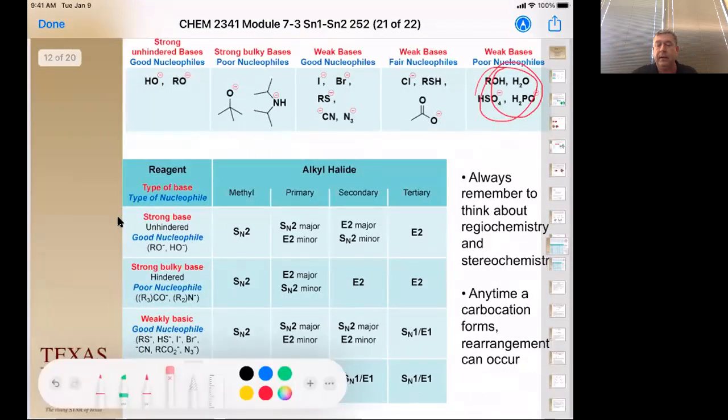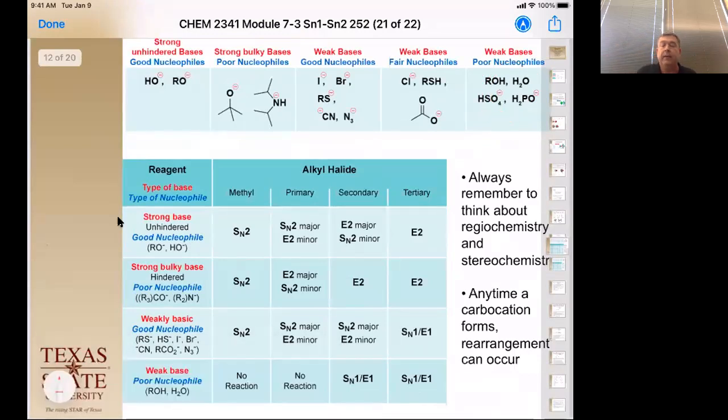This is a good study guide slide, okay? So notice I have, starting out here, strong unhindered bases are good nucleophiles, okay? So you're going to have a lot of SN2 products. Strong bulky bases are poor nucleophiles. They'll only act as a base. Good nucleophiles that are weak bases are going to do substitution products, mainly SN2.